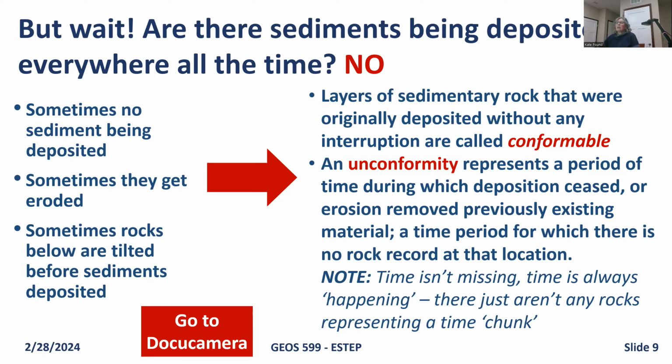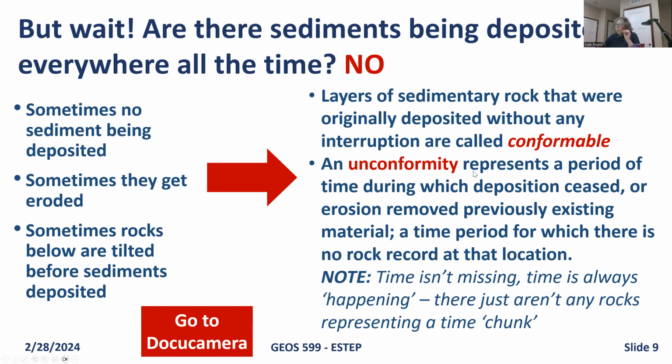So let's take a look here. Sometimes no sediment is being deposited. Sometimes sediments get eroded. And sometimes, as I just alluded to, the rocks underneath the sediments are being tilted before sediments are deposited. So what we know is, there's a very important concept here. Layers of sedimentary rock that were deposited without any interruption get called conformable. That means you just got one layer on top of another with zero interruption.